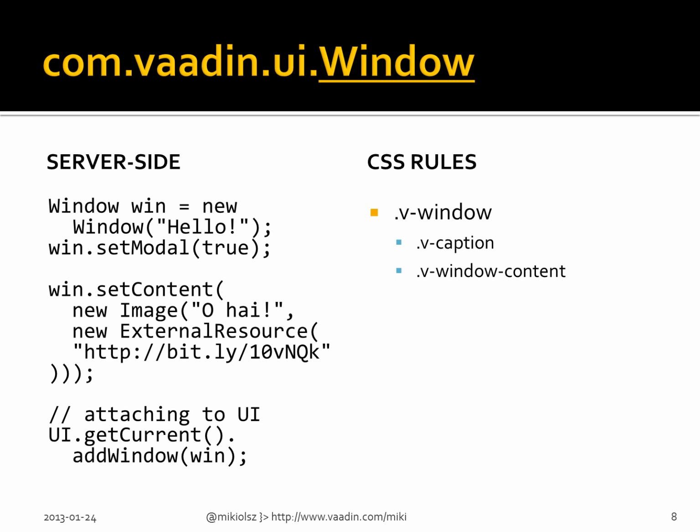Here on the left is the server-side code, so we create a window with a title or a caption. We set it to modal, and we set the content to be an image. This is how we attach the window to the current UI: we call a static method getCurrent, and we add the window to it. And of course we can style a window to our preferences, so there is a v-window and v-caption and window content inside. As I said, this is something that perhaps shouldn't be abused in web applications because it brings this feel of desktop applications, but it might add an extra flavor to an application you are developing.